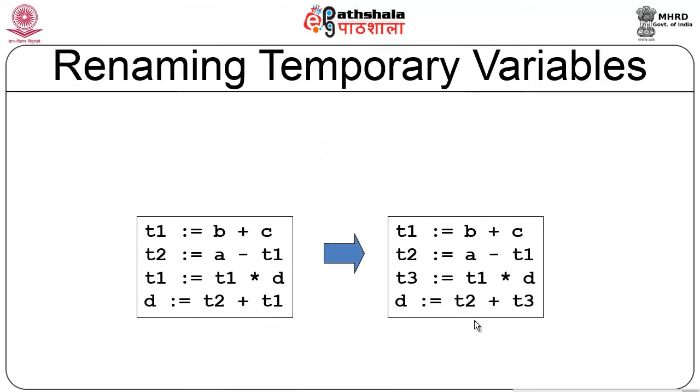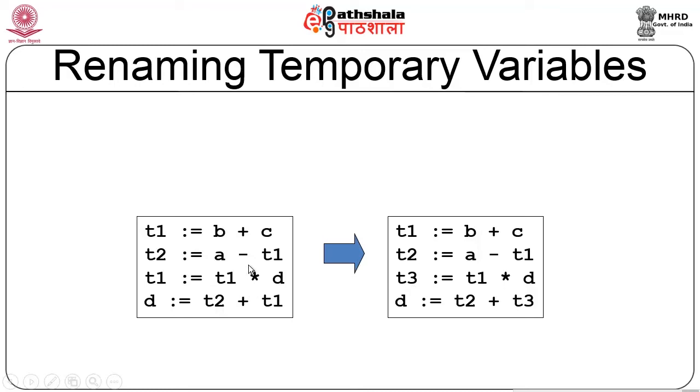So, removing unused statements, that is dead code, and then renaming temporary variables. This is one more transformation. So, here T1 is equal to B plus C, T2 is equal to A minus T1, and I have said T1 is equal to T1 into D. So, D is equal to T2 plus T1. This can be converted to T3 is equal to T1 into D, and I have used that here.